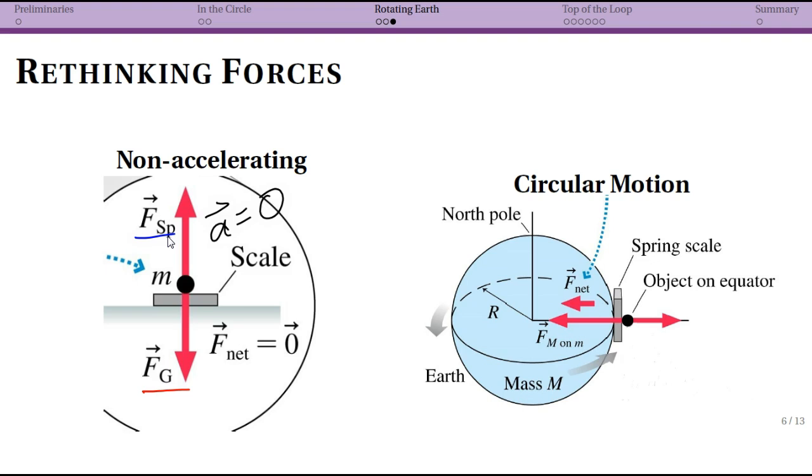So the spring force here, you can think of this like normal force, but the book introduces this idea of using a scale as a way to measure weight, and that depending on what acceleration the object has, you measure a different weight. And really, we're measuring the normal force. So now, consider your rotating Earth. We again have our object, and we're now considering it on the equator. So that spring force is away from the Earth. Our gravitational force is towards the Earth.